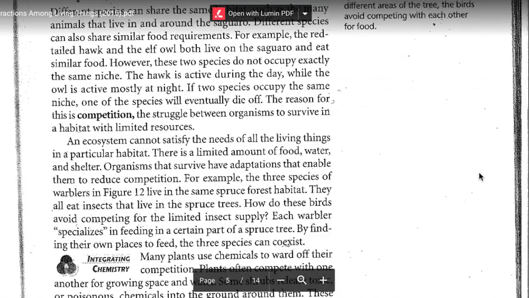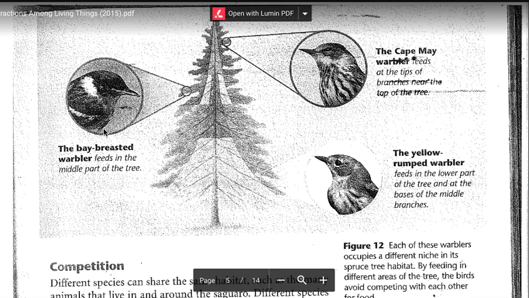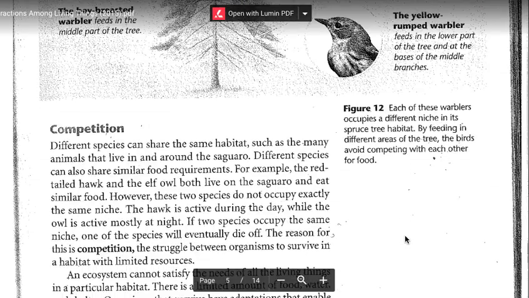So let's go take a look real quick up here. Each of these different types of warblers feeds at different levels of the tree. The Cape May warbler feeds at the very top, and the bay-breasted warbler feeds here in the middle. And the yellow-rumped warbler feeds in the lower part of the tree and at the bases of the middle branches. So here, all the way down to the bottom. So that's how they avoid competition.